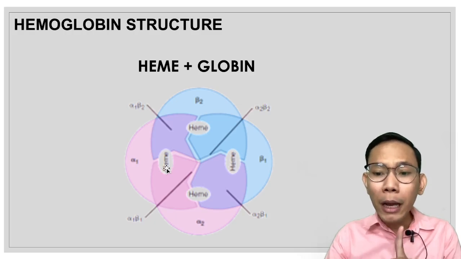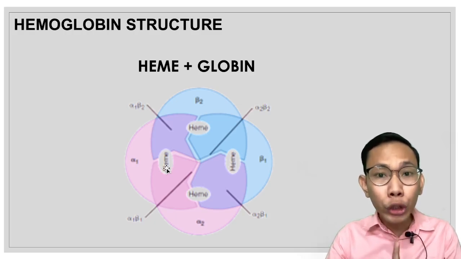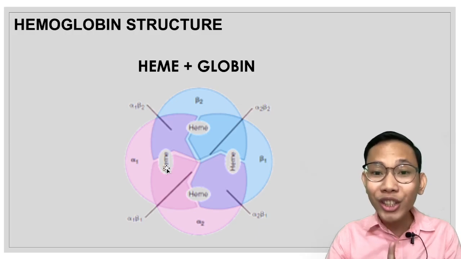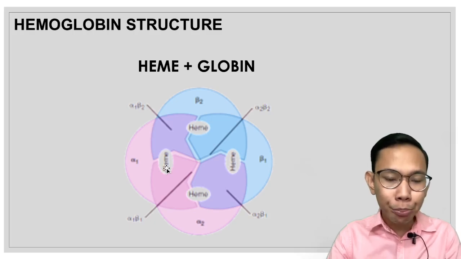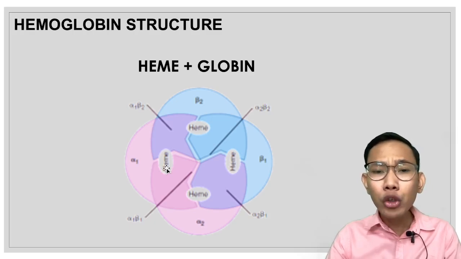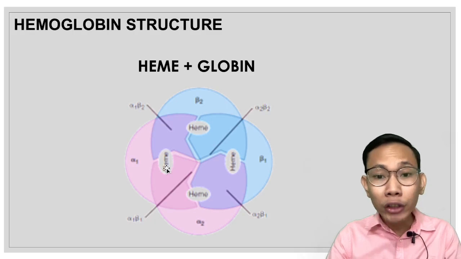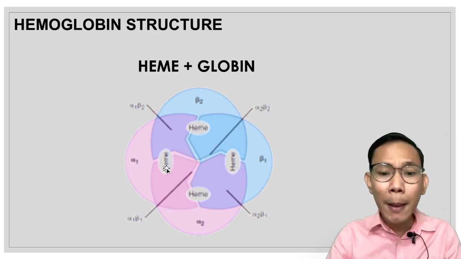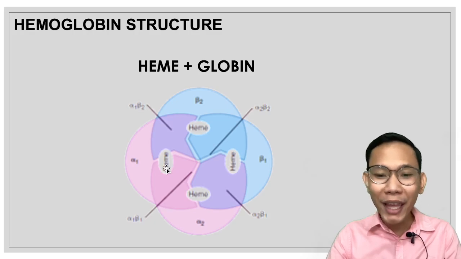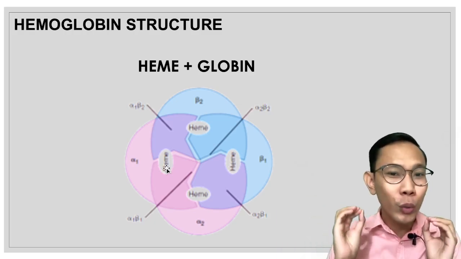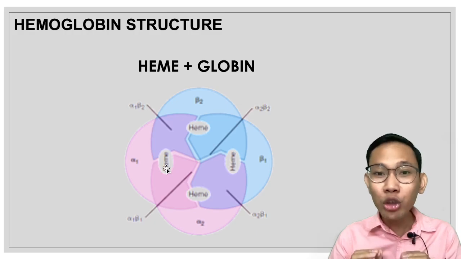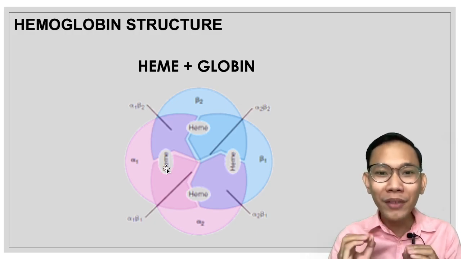Approximately 1.34 ml of oxygen is bound by each gram of your hemoglobin. Another function of your hemoglobin is that it contributes to the acid-base balance by binding and releasing your hydrogen ion. And lastly, it is also involved in the transport of your nitric oxide. Later on, don't you worry, we will have a separate discussion about your hemoglobin function.